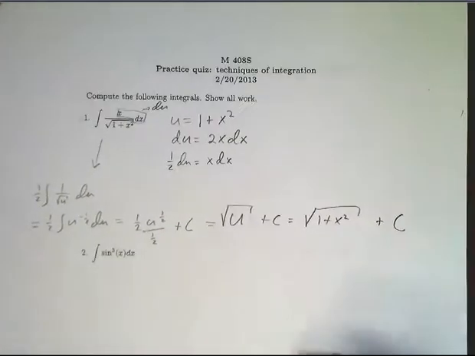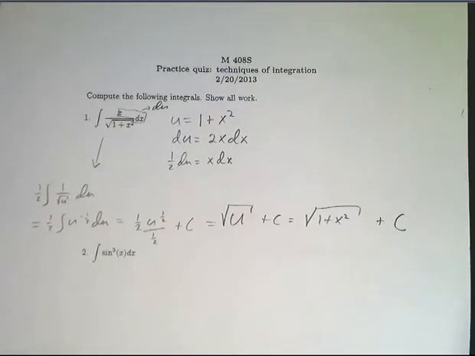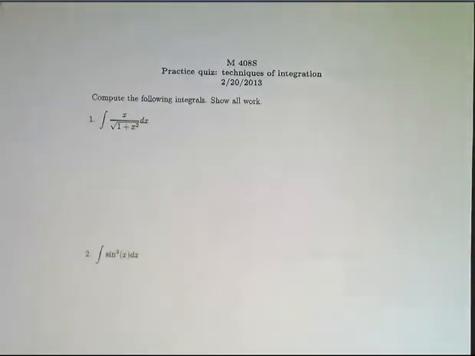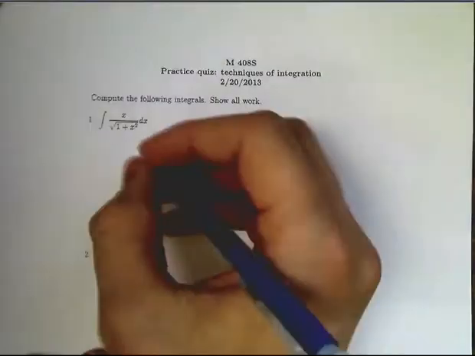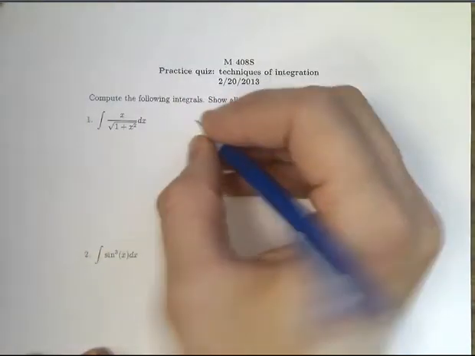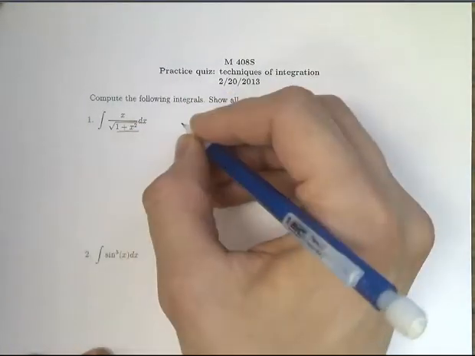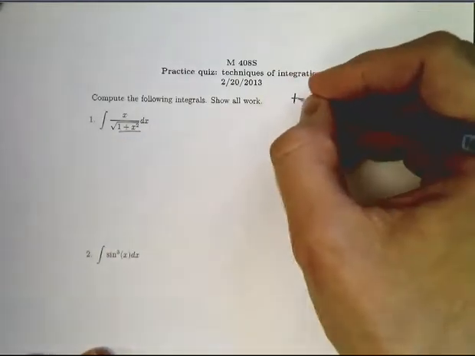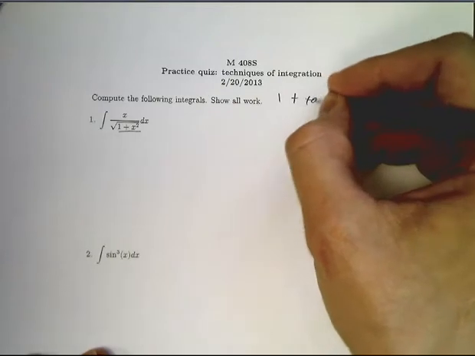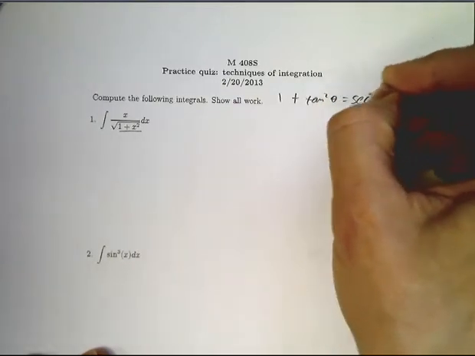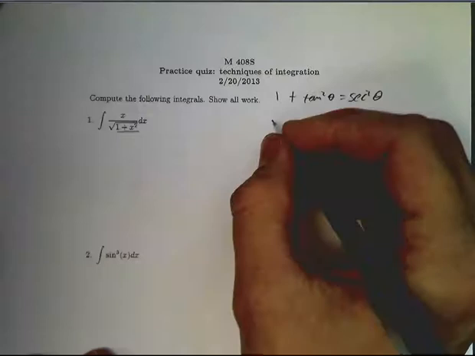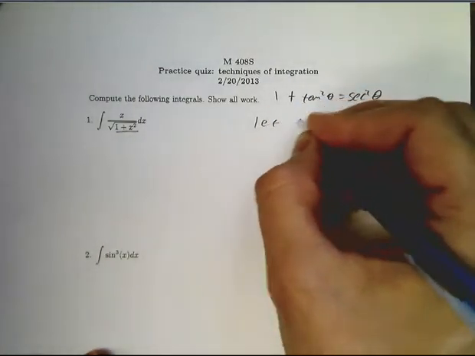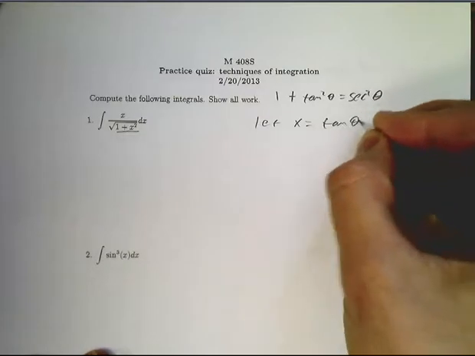Okay. If you didn't see that, you might have looked at it and immediately thought, let's use trig substitution, so let's see how it would have gone if you did it that way. I immediately see this and I think, oh, I really want this to look like 1 plus tangent squared theta, because I'm thinking 1 plus tan squared theta equals secant squared theta is one of my favorite identities. So I'm going to let x equal tangent theta.